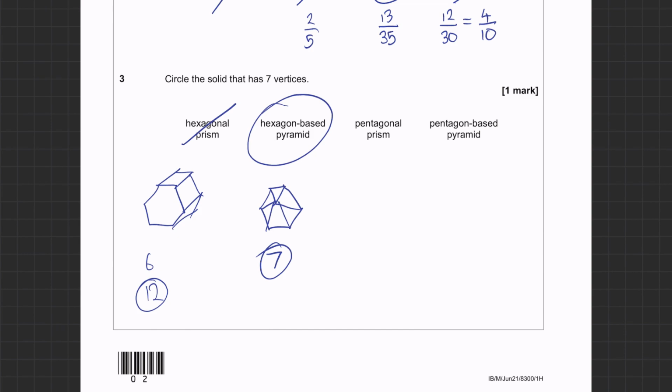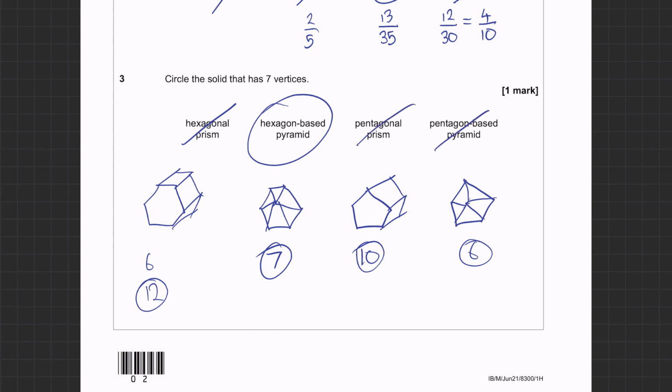Just to double check, pentagonal prism: we've got 1, 2, 3, 4, 5, so we've got 5 vertices. Prism goes backwards, so we'll have a total of 10 vertices. A pentagon-based pyramid, again, 1, 2, 3, 4, 5. And if it's a pyramid, it's all going to the center. So we'll have the 5 on the bottom and the 1 on the top, so we'll have a total of 6. So it can't be these two either.